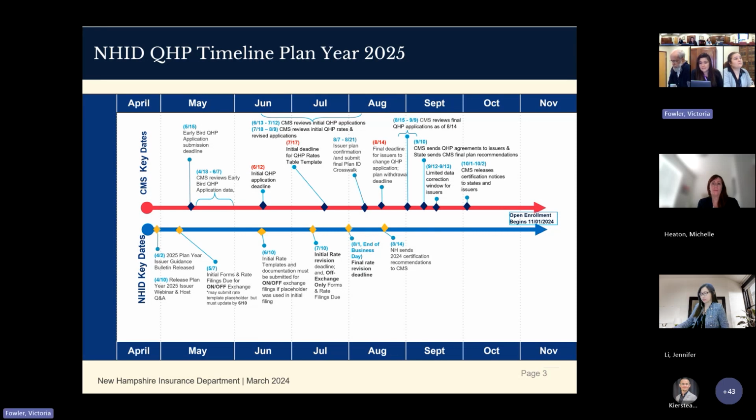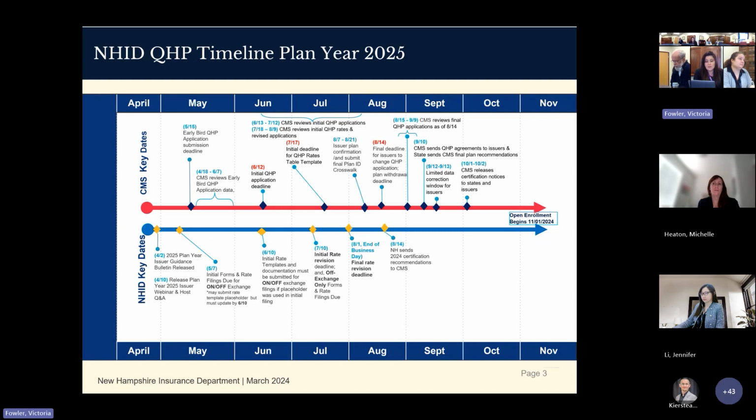On September 10th, CMS will send QHP agreements to issuers and the state will send the CMS final plan recommendations. There will be a limited data correction window for issuers between September 12th and September 13th. And between October 1st and October 2nd, CMS will release certification notices to states and issuers.